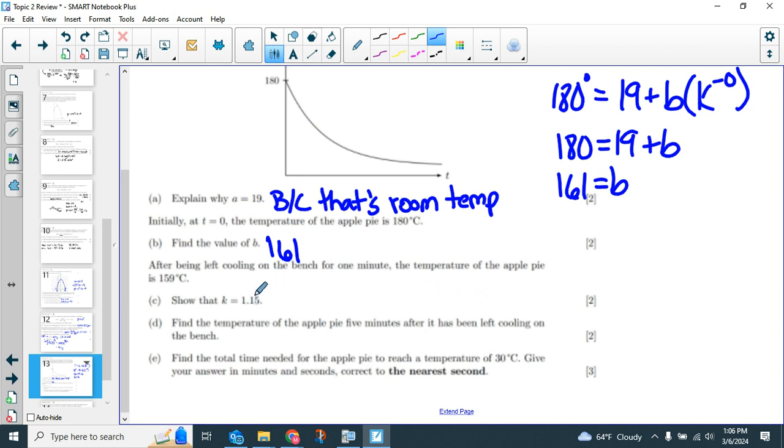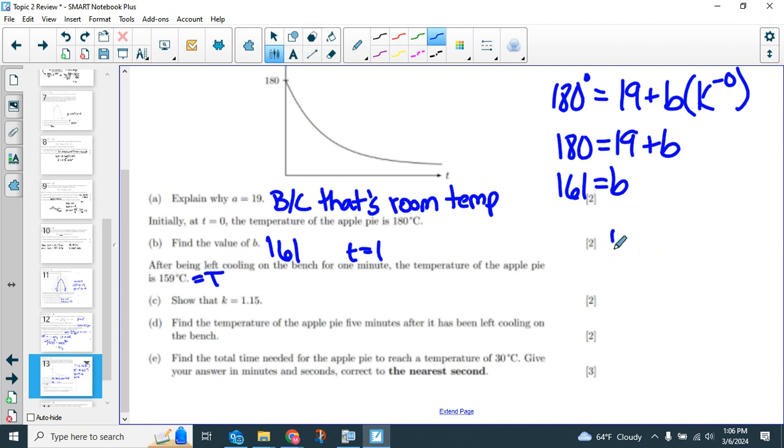After being left cooling on the bench for 1 minute, the temperature of the apple pie is 159 degrees Celsius. Show that k is equal to 1.15. So they're telling us what k is, but that doesn't mean you plug that in for k. We need to show that k is 1.15. There's actually a couple of different ways you could do this. You could plug that in for k. But the way I would do it is I know that after 1 minute, this tells me that t equals 1. The pie is 159. That tells me that capital T is 159.